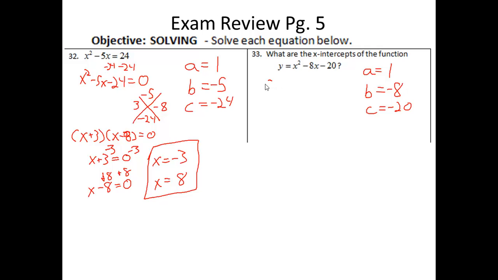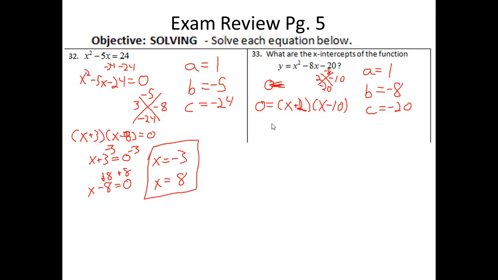So we're going to say 0 is equal to, I'm going to make my x right here. I'm going to put negative 20 in the bottom and negative 8 in the top. And I see that 2 and negative 10 multiply together to get negative 20. They add together to get negative 8. So I'm going to bring this down a little bit more so I have some room. So I have x plus 2, and I have x minus 10.